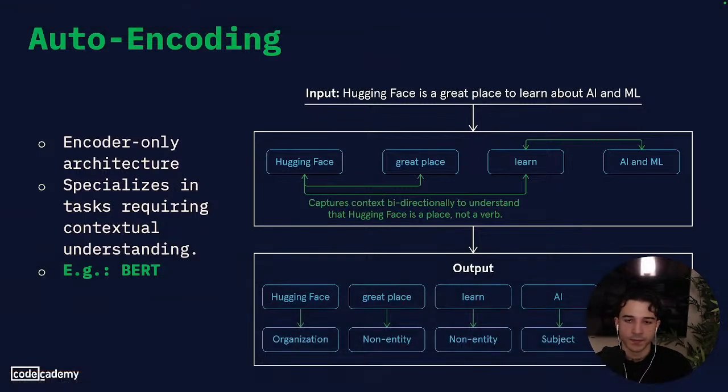The attention layer of the transformer model considers all words in the input when processing each element. If we were to task a transformer model to recognize the entities of a sentence like Hugging Face is a great place to learn about AI and ML, then its attention layer will allow it to recognize that Hugging Face is an organization, not an emoji nor a verb, and that the abbreviations AI and ML stand for the subjects artificial intelligence and machine learning.